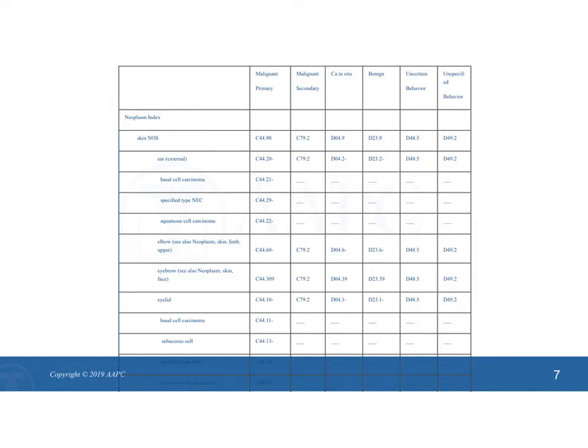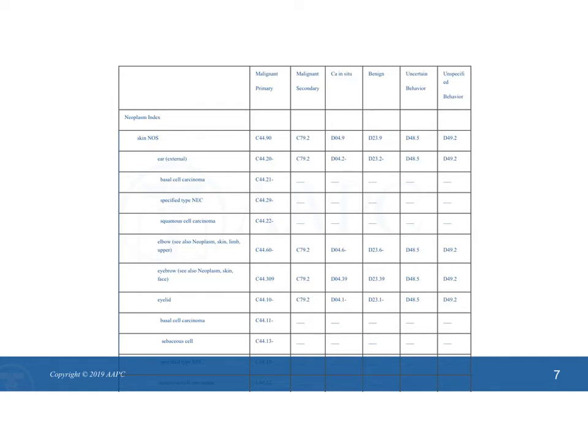CA in situ, that means the cancer is within the tissue. It is encapsulated. It is not likely to leave that encapsulation. The fourth column is benign. This means the growth is benign. It is not likely to grow, move, or go elsewhere.